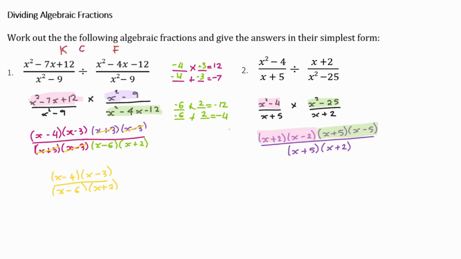As we can see, we've got some common factors that we can cancel out here. So we could cancel out the x plus 5 with the other x plus 5, and we've also got x plus 2 in the numerator and denominator. So this leaves us just with x minus 2 and x minus 5 in the numerator, and that is our final answer for number 2.